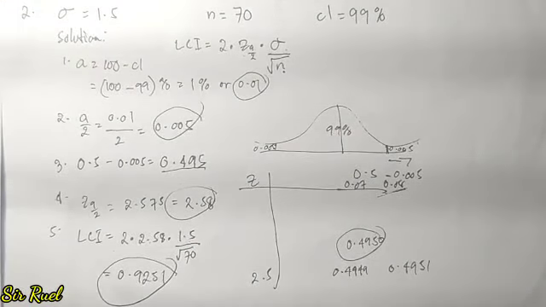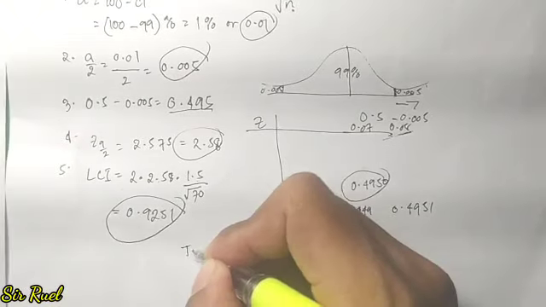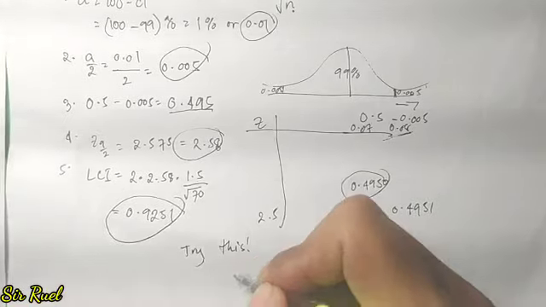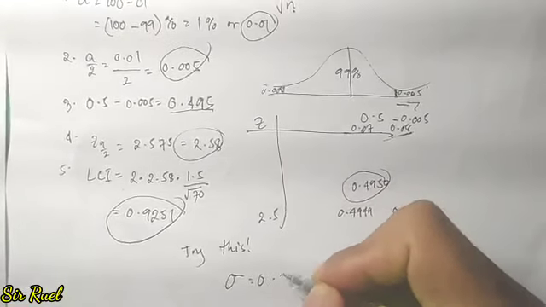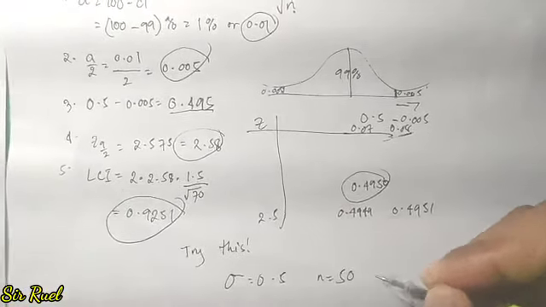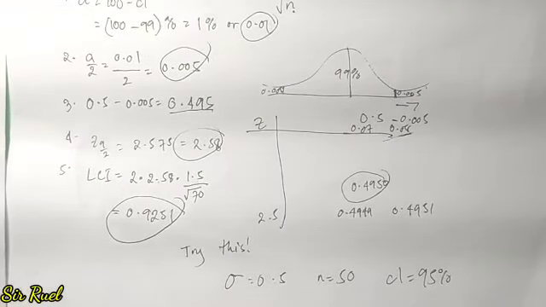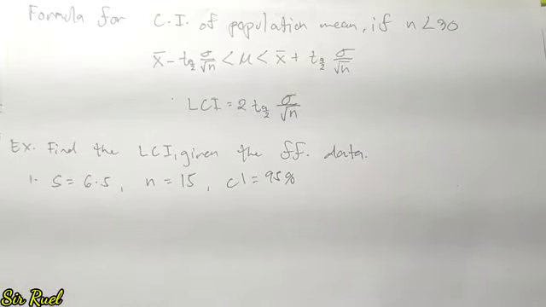Okay? Kung gusto mong mag-practice, pwede mong itry ito. I-comment mo na lang yung sagot mo sa comment section. So, standard deviation is 0.5. Yung n natin is 50 at yung confidence level natin is 95%. Okay, so find the length of confidence interval.